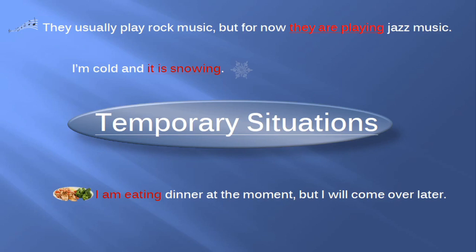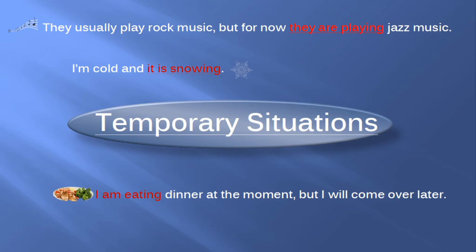So the next sentence: I'm cold and it is snowing. So it is snowing, and they're cold. We can say that the snow is not going to be snowing forever. That's why it would be a temporary situation.